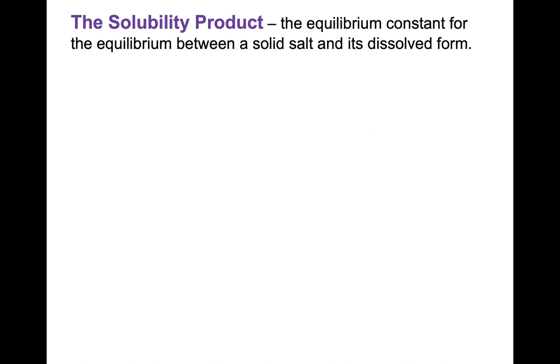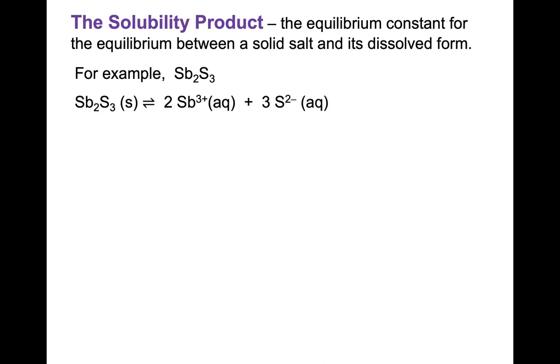So let's put this into context as we think about and review the idea of the solubility product, which is really just the equilibrium constant, K, for an equilibrium between a solid salt and its dissolved form. So we're going to focus on ions and salts. So for our example, I chose antimony sulfide because it's one of the least dissolvable things there is.